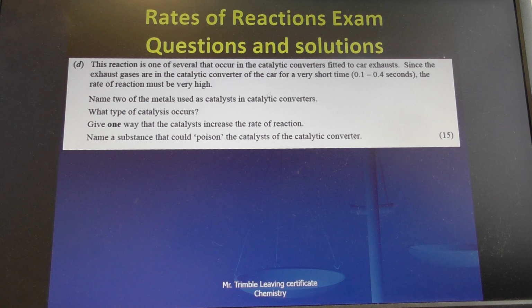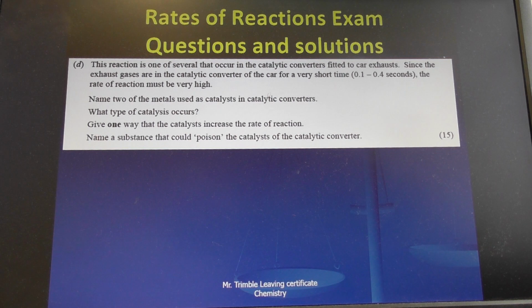To remember the type of catalyst, please don't get that mixed up with theory. So the catalyst is a solid metal. The gases are the reactants, if you like. Therefore, they're in different phases. Therefore, it is a heterogeneous catalyst. That would be the type of catalyst there.